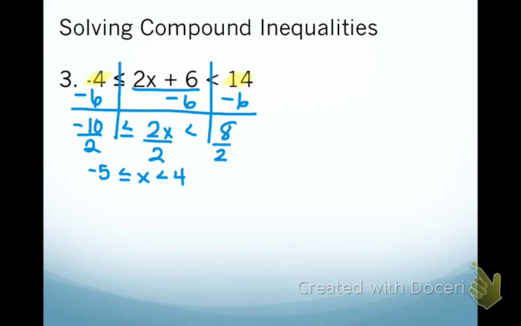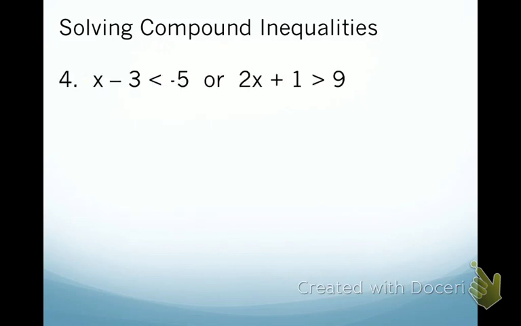Now, when we graph this, our x is in between these two values, so we're going to have 2 spots on our graph. Positive 4 and negative 5. At negative 5, it's an equal to, so I want a solid circle. But at positive 4, it's not, so I want an open circle. And then because this is an AND, we're going to shade in between. You can remember to shade between because our x is between the two numbers.